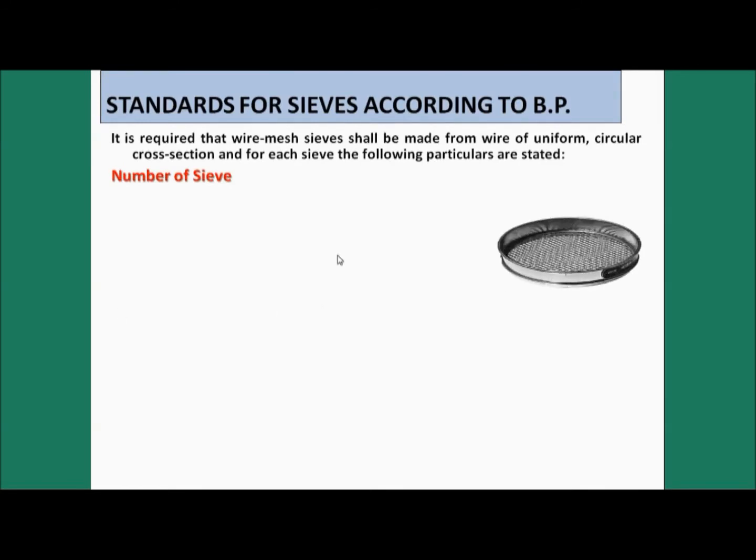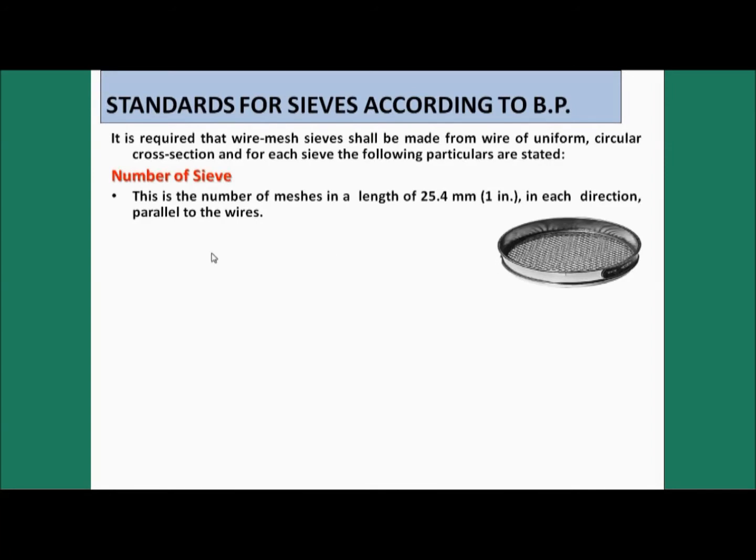Now what is the sieve number? This is a sieve, right? We have already stated that the number of mesh, these holes are mesh, the number of mesh per inch in each direction parallel to the wire. This is the number of sieve, right?